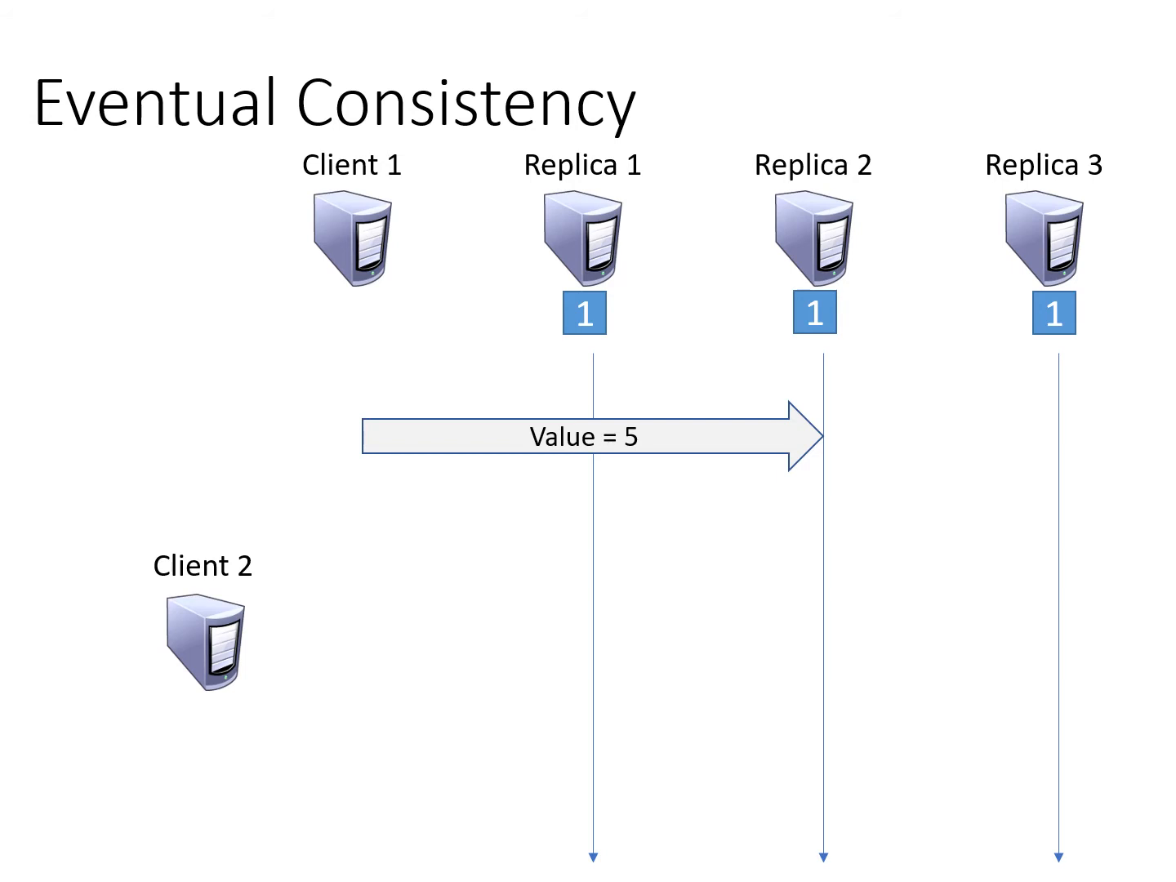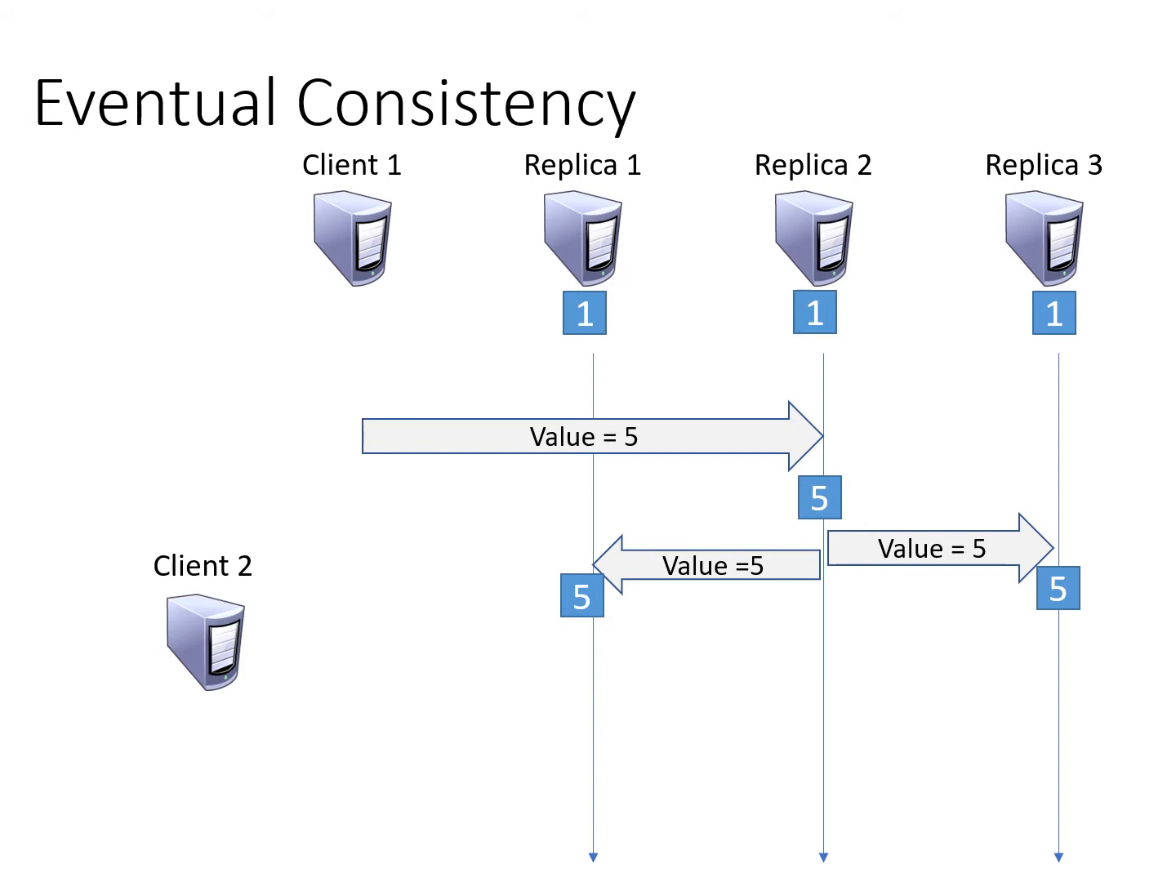Replica 2 now becomes the node which is responsible for sending the new value to the other replicas. So it persists the value locally, sends 5 to replica 3, which says thank you, I'll update my value, sends 5 to replica 1, which says thank you, I'll update my value. And in between this update and this update, the value was inconsistent, but it got there eventually, which is all that matters in this particular case, because when client 2 comes along and reads from replica 1, it sees the value of 5, which is exactly what we want.